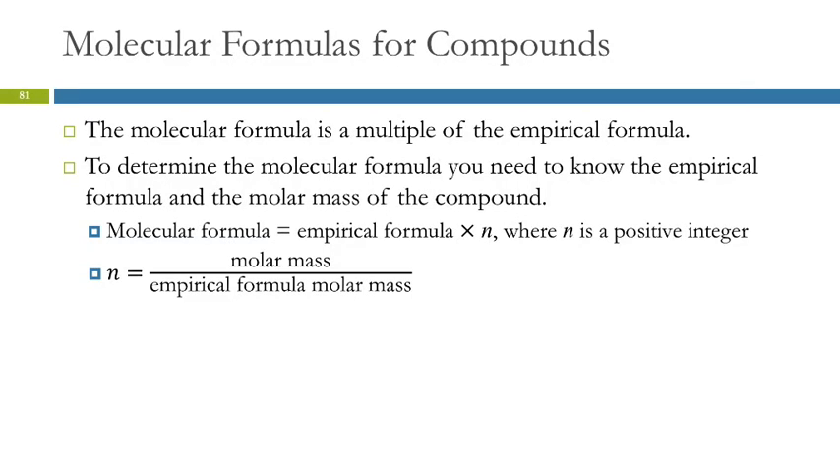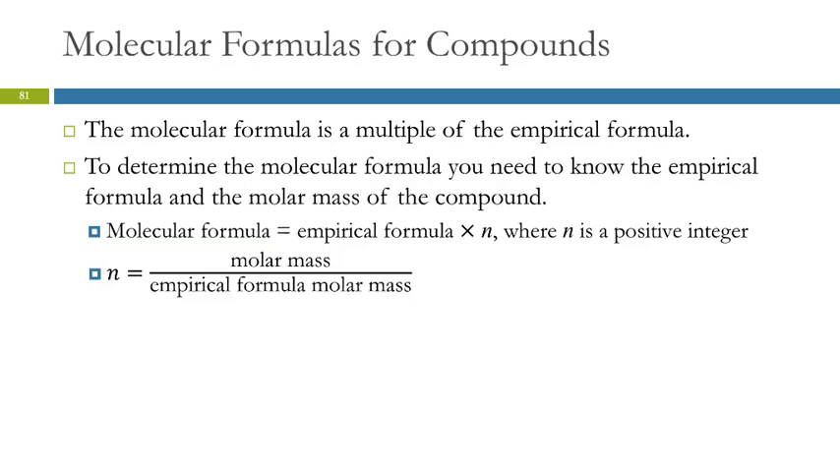So picking up where we left off on Monday, we had talked about how to find the empirical formula for a compound from its percent composition or from the masses of the elements. How do we figure out what the molecular formula is? Well, the molecular formula has to be a multiple of the empirical formula. The empirical formula is the lowest ratio. The molecular formula is the actual ratio of atoms in a molecule.